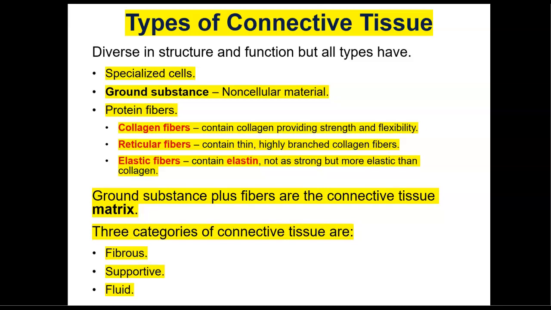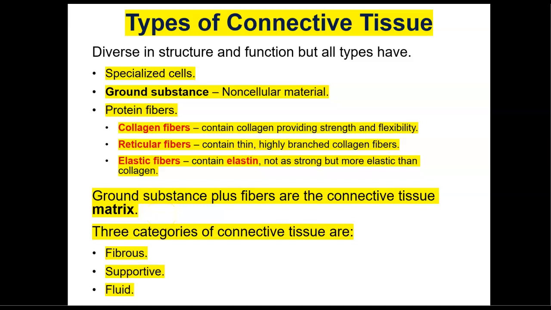You find reticular fibers in some of the organs that are solid and mushy all the way through. They don't have an opening inside them. For example, the spleen, the liver, the kidney, lymph nodes, all of these are composed of reticular tissue. Elastic fibers contain the protein elastin, and they are more for elasticity and flexibility than what collagen is. So when you put the ground substance and the fibers together, that is the matrix of connective tissue.